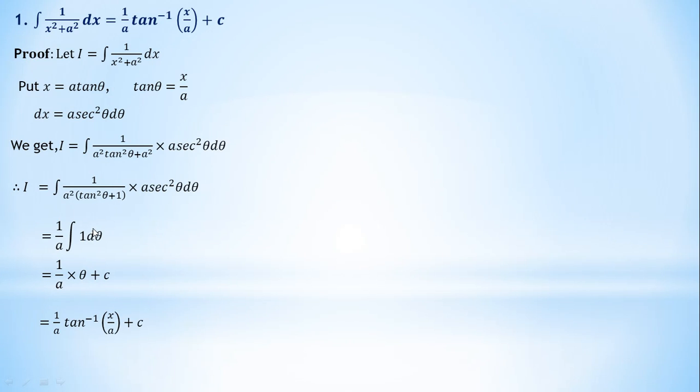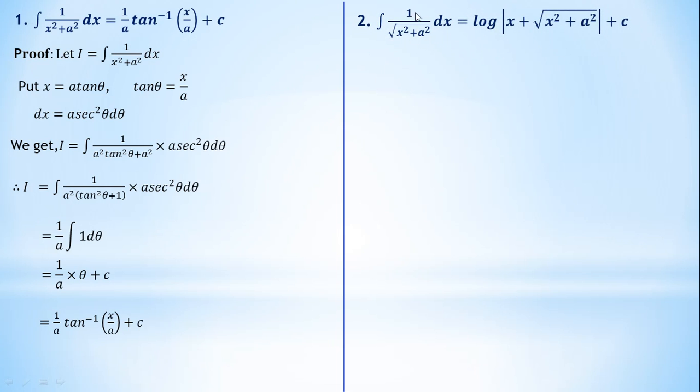Okay, now come to the second result. The second result is the integration of 1 upon root of x square plus a square dx. It will be log of modulus of x plus root of x square plus a square plus constant. Now here also see the denominator. The denominator contains the term root of x square plus a square. But here there is a term x square plus a square. That's why here also the proper substitution to get the simplification is again x is equal to a tan theta.